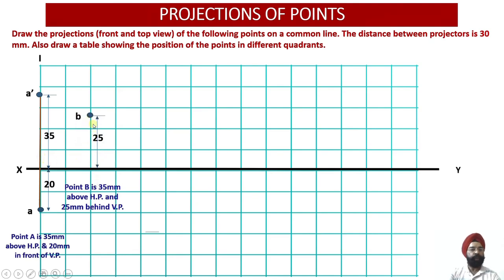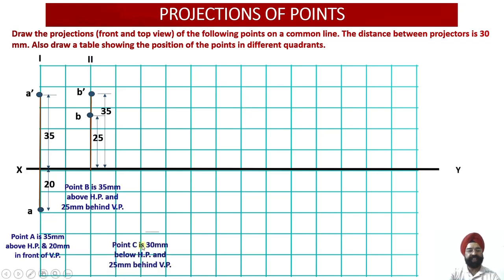So now point B, it lies in the second quadrant. So here both B and B dash will be lying above my XY line, and distances will decide which point will be coming above and which point will be coming below. So this we have already discussed. Since the distance above HP is 35, B dash will appear 35 mm above the XY line, and since the distance behind VP was 25, this point B will lie 25 mm above the XY reference line, because we have already understood that in the second quadrant both the projections will lie above the XY line.